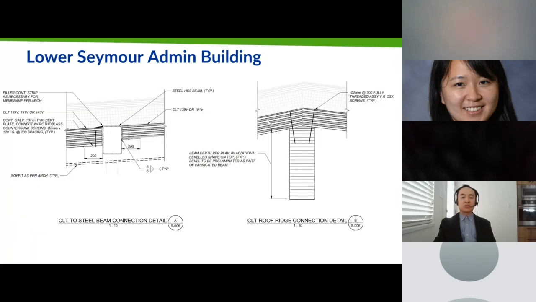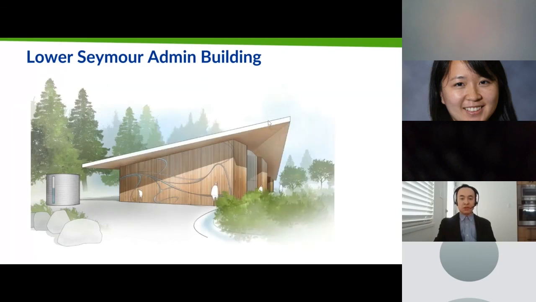On the left, we have CLT panels that are supported on steel angle ledgers that are in turn pre-welded to the steel beams. On the right-hand side, we have a glulam ridge beam supporting the ridge of the roof. So the panels are screwed to the ridge beam. This is another conceptual image of this building.